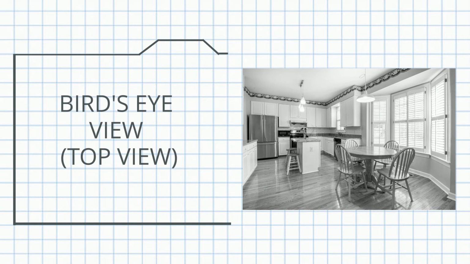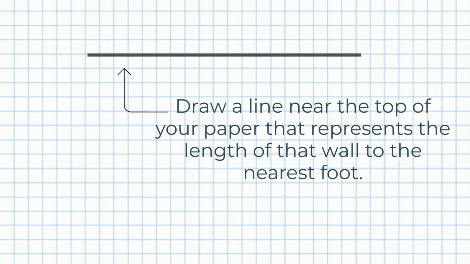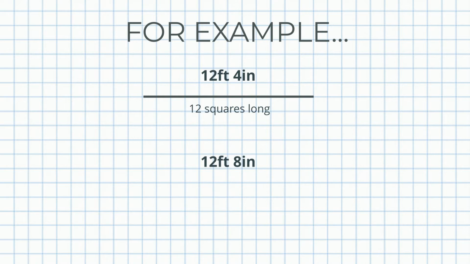You're going to draw a basic sketch of the outline of the room as if you're looking down on it from a bird's eye view. Start with the longest wall of the room and measure it from corner to corner. Then draw a line near the top of your graph paper that represents the length of that wall to the nearest foot. For example, if that wall is 12 feet 4 inches long, you can draw your line 12 squares long. If it is closer to 13 feet in length, you can round it up to 13 squares.